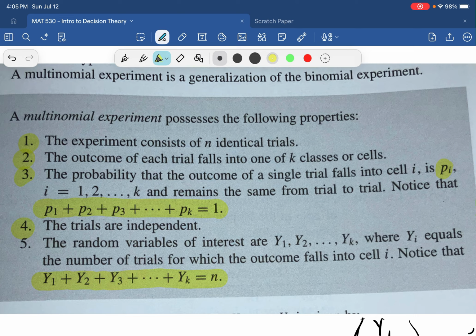And then fifthly, the random variables of interest are the y_1, y_2, until y_k. So in our example, y_1 would be the number of red marbles, y_2 would be the number of green marbles, and y_3 would be the number of black marbles out of the 8 marbles that we get. So what must also be true is that the sum of all the y's must give us little n, which in my example is 8. Okay, so that is the multinomial experiment.